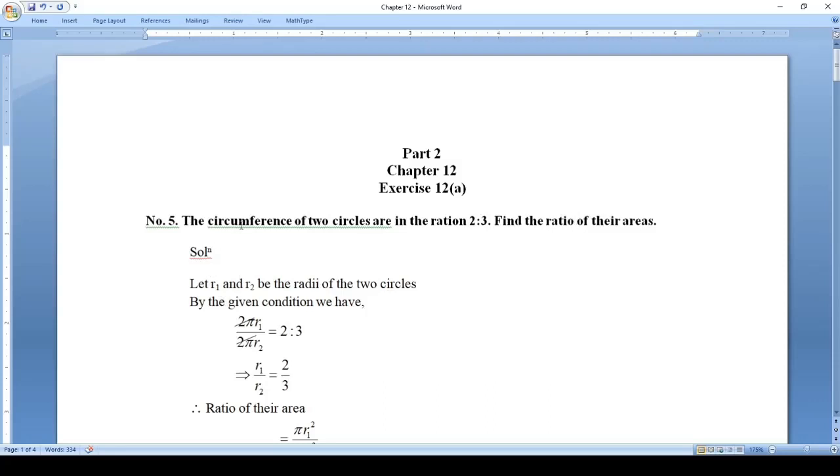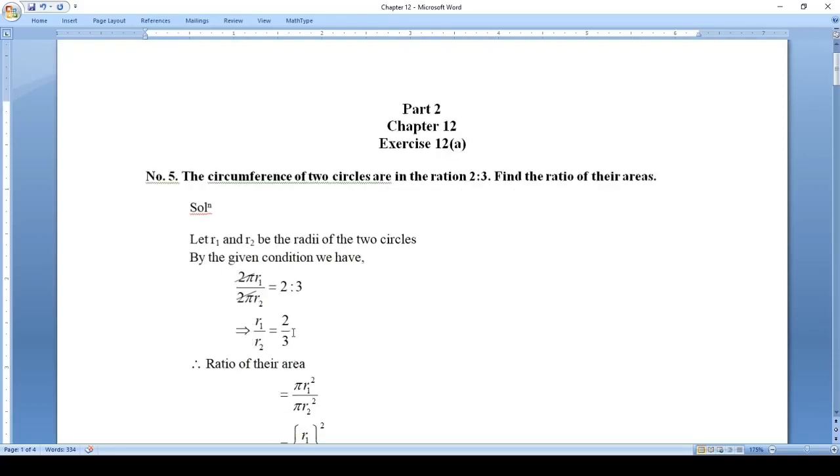Now by the given condition, the circumferences of the two circles are in the ratio 2 is to 3, which means 2 pi r1 by 2 pi r2 is equal to 2 by 3. Now here in this step you cancel 2 pi from both numerator and denominator. You will have only r1 by r2 is equal to 2 by 3.